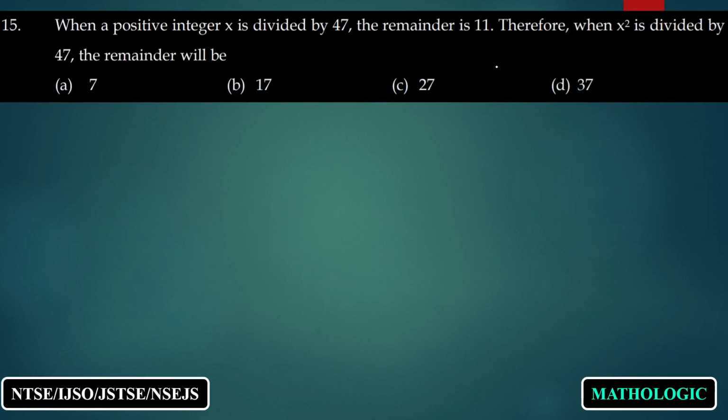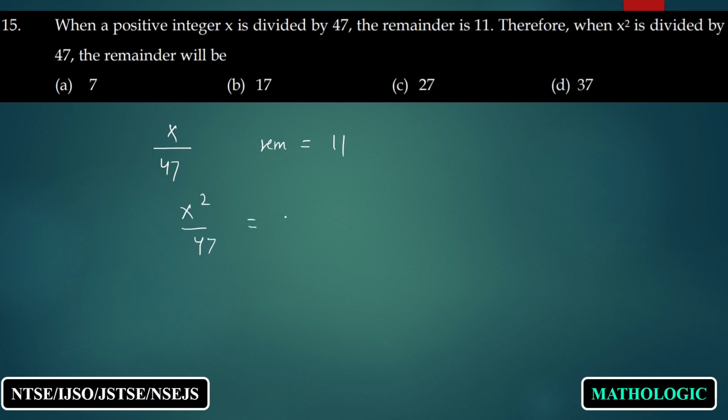Okay, come to the last problem of this video. It is: when a positive integer x is divided by 47, the remainder is 11. Okay, so on dividing a number x by 47, the remainder is equal to 11, right? Now it has been asked that if we divide x square by 47, what will be the remainder?